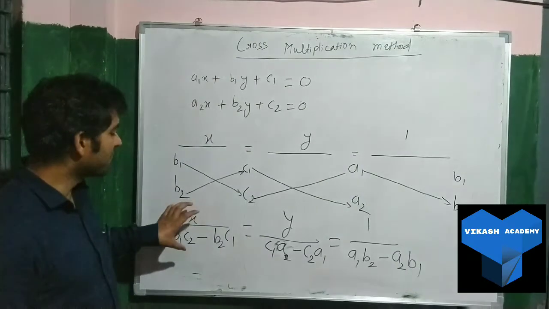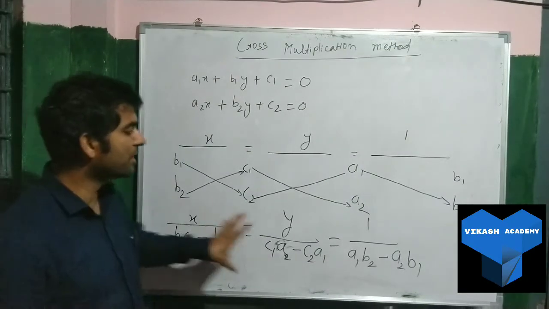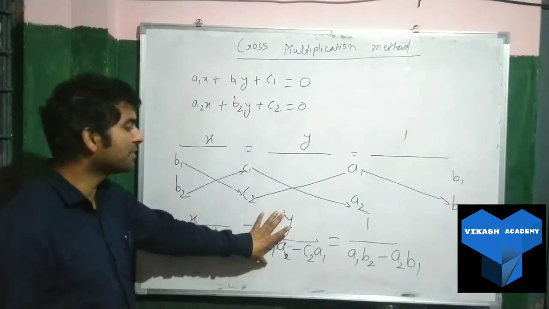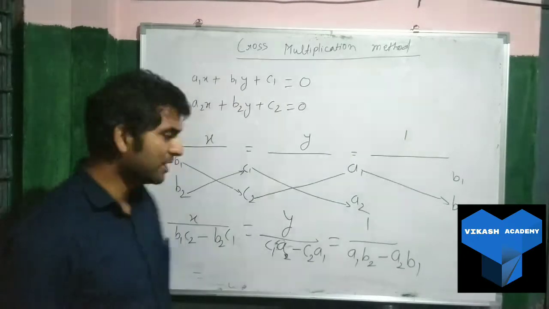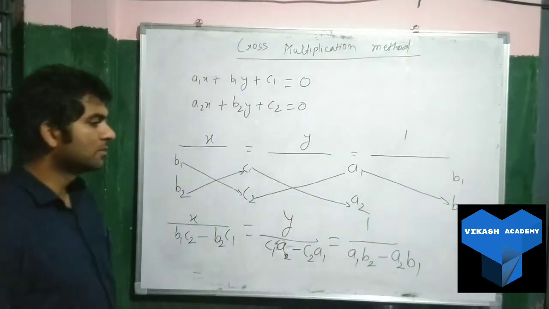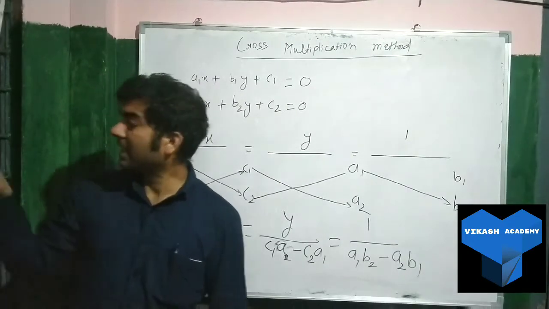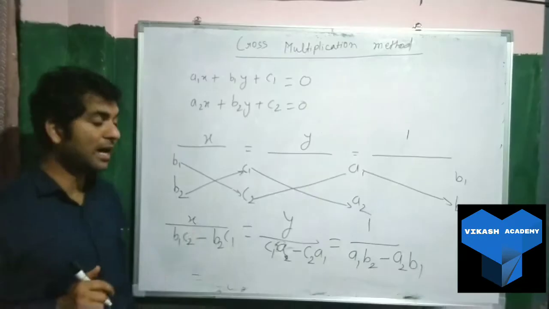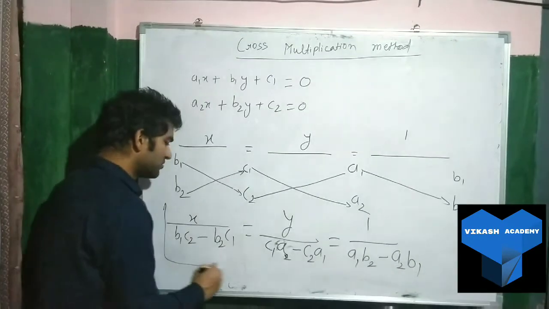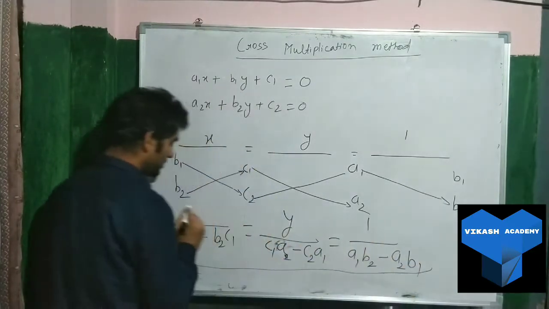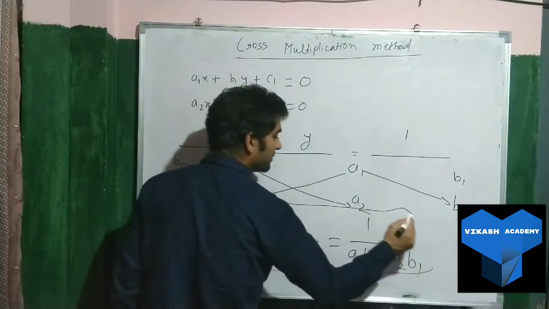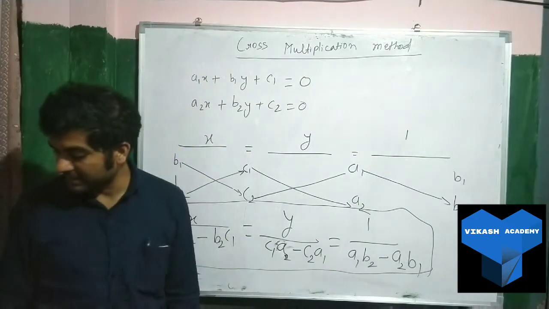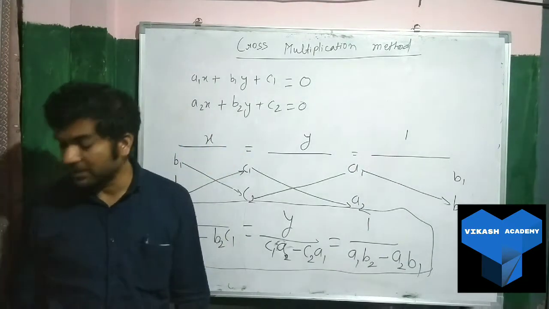Now you can find the value of x by equating this one and the last one. When you want to find the value of y, you will equate y with the last one. You will get the value. Next, let us use this method. I hope you can learn this one. We are going to use it for the cross multiplication method. Now let us move to Exercise 3D, question number 1.